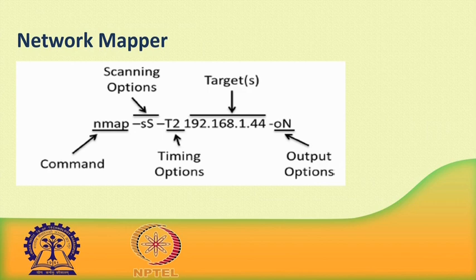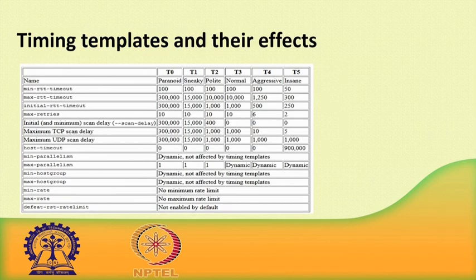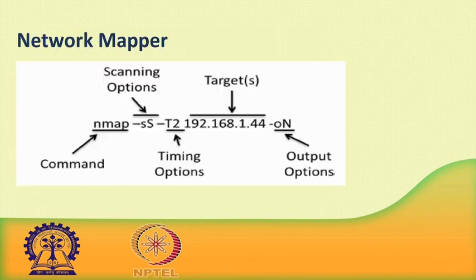This template allows the user to specify how aggressive they wish to be, while leaving Nmap to pick the exact timing values. The templates also make some minor speed adjustments for which fine-grained control options do not currently exist. Now we are also providing the timing templates and their effect. And there are different output options as well.